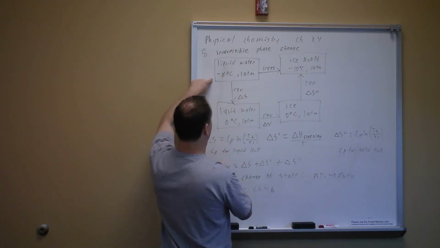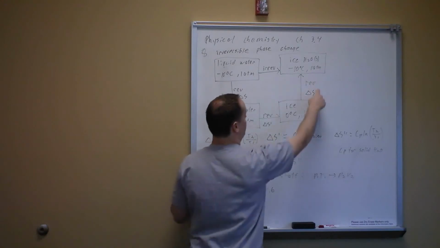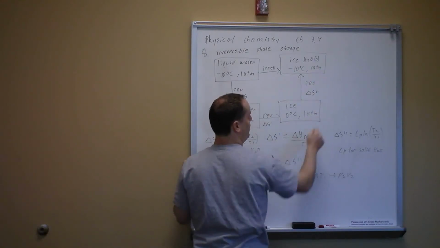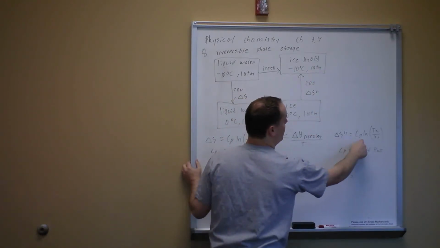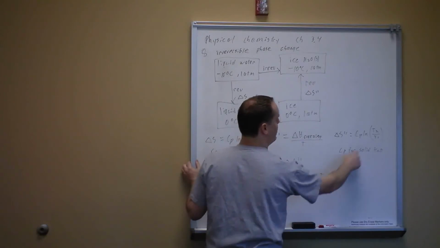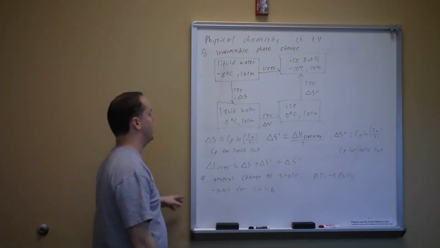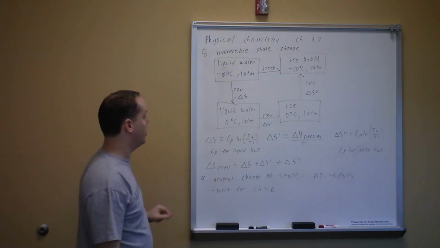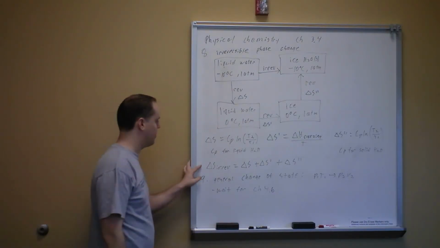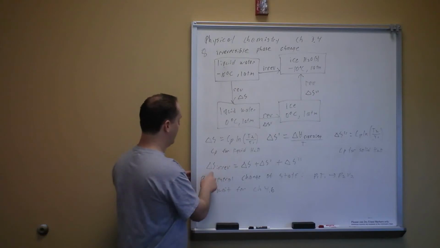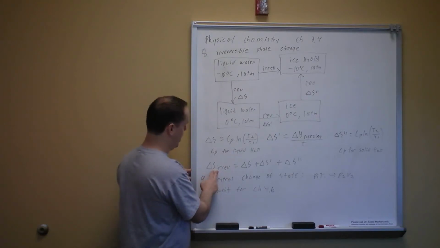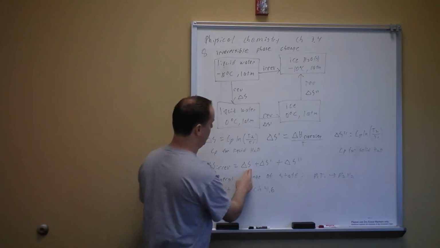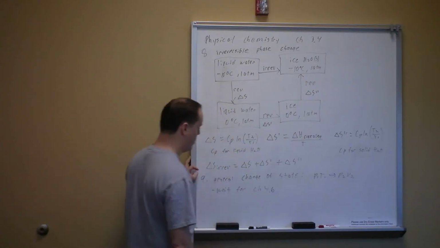This T2 will be 0, this T1 will be negative 10, this T2 will be negative 10, this T1 will be 0. So anyway, and then again, you're going to have to use the heat capacity for solid H2O this time. These two CPs not only can be different, they most certainly will be different. So make sure you look up the correct numbers. And again, since it's a state function, the total change in entropy has to be just the change in entropy of all three of those steps.